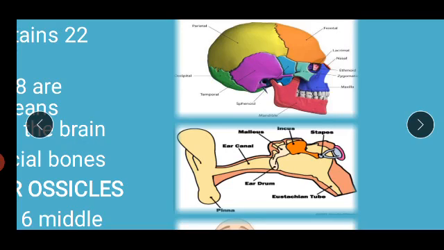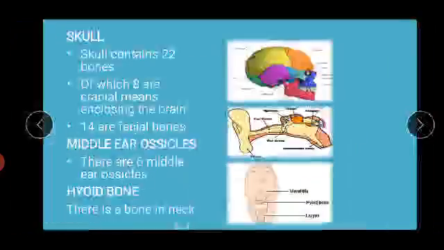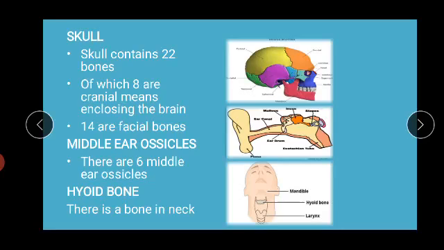Similarly, if you see the facial bones, 1, 2, 3, 4, 5, 6, 7. This one side contains 7 facial bones. The other side also contains the same number and the same type of 7 facial bones. 7 and 7 makes a total of 14 bones. So this is about the skull.